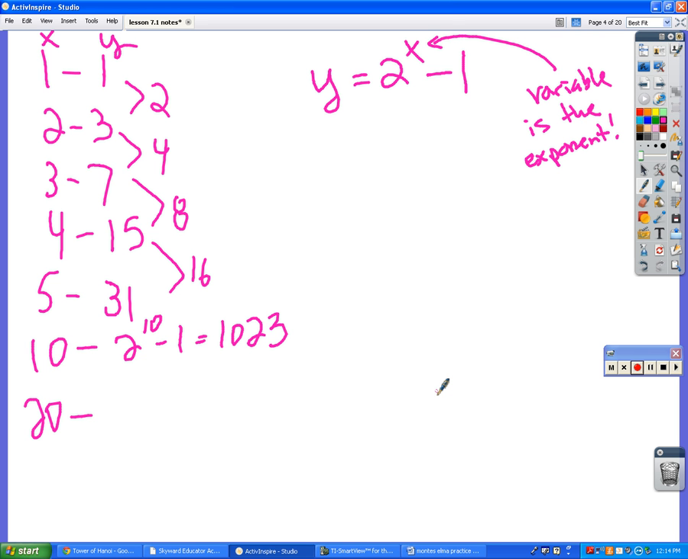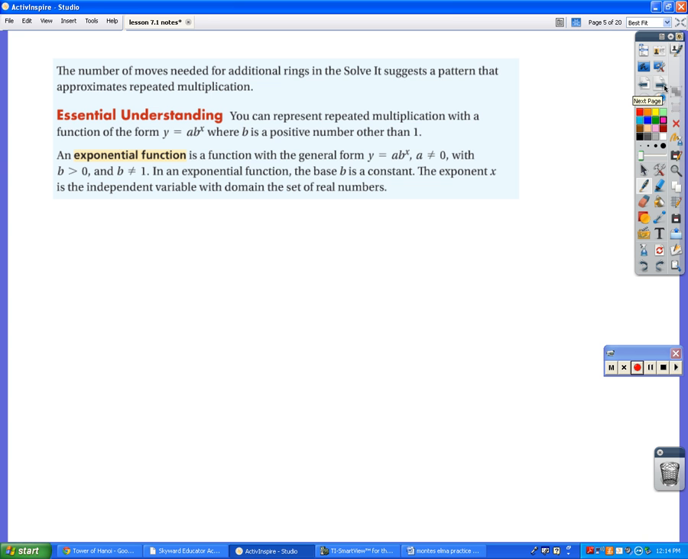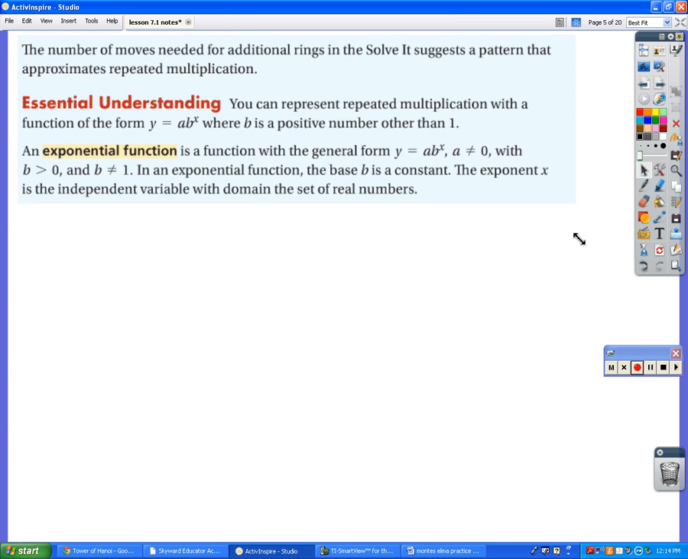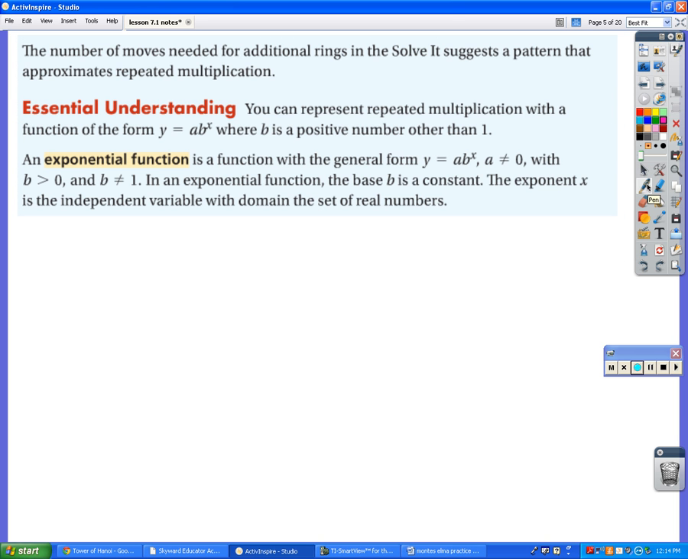You guys want to see me do it? Yeah. No. How about 20? 1,048,575. No, that would take forever. Okay? All right, but the key is that this is an exponential function because the variable is in the exponent. Okay? And so that's the types of functions that we're going to study in this chapter.